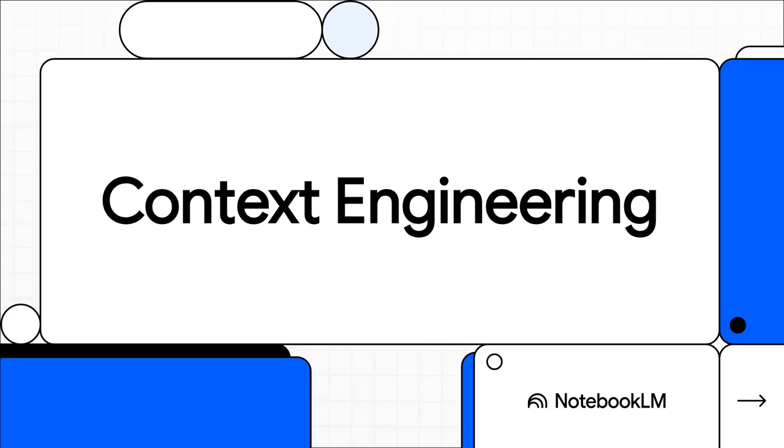Welcome to The Explainer. Today we're diving into something that's quietly becoming the most important skill in building advanced AI. It's called context engineering. And honestly, it's the secret sauce that separates a cool but flaky demo from an AI agent that's actually reliable and powerful.